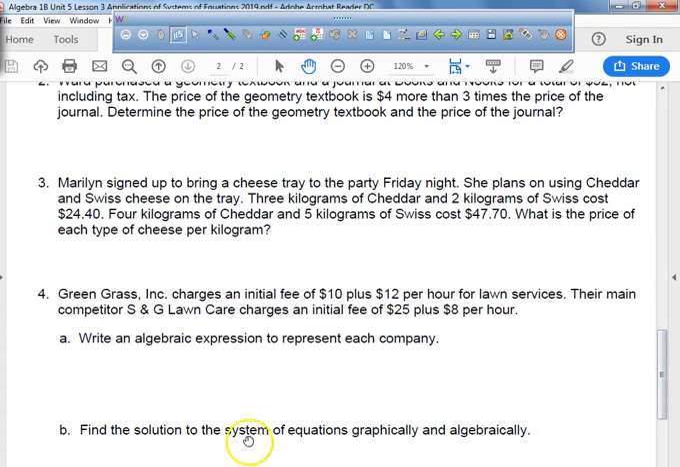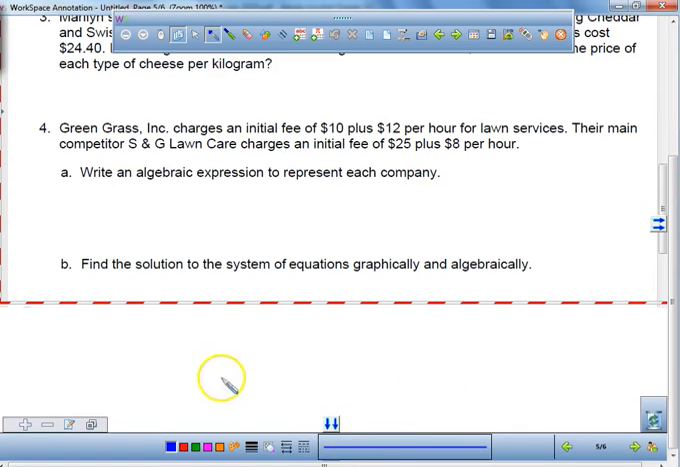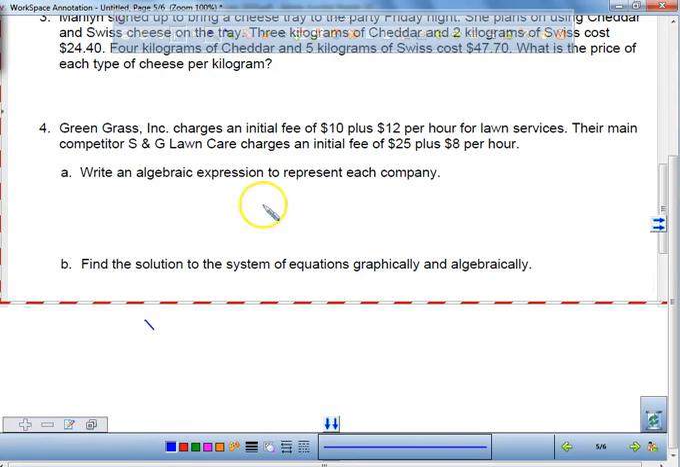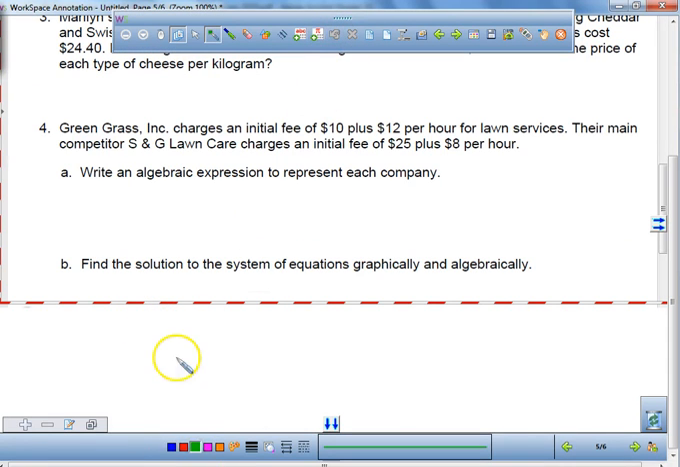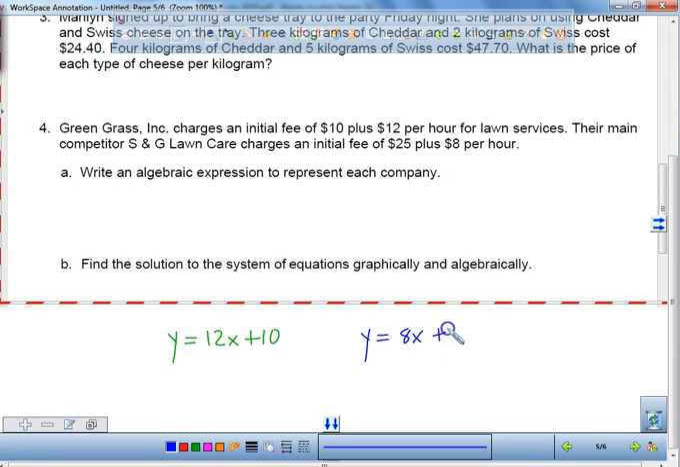So let's find the solution of the system graphically and algebraically. I'm going to show you guys how to do it algebraically without having to graph. So we have two of these companies. One of them is y equals 12x plus 10. And the other one was y equals 8x plus 25. So if they're both in y equals form, it's very easy to solve algebraically. When it says we want to find the solution, we want this y value to equal this y value.